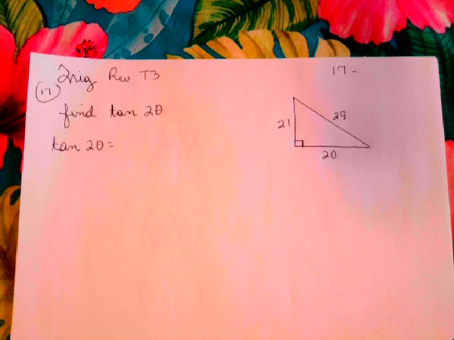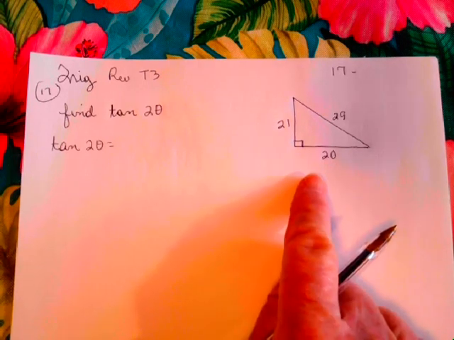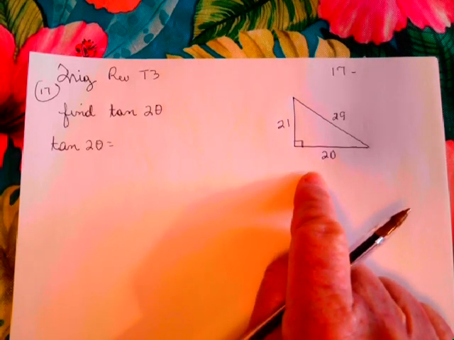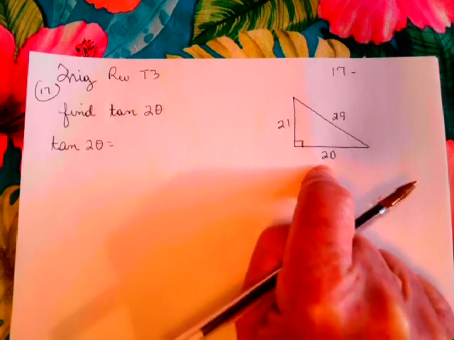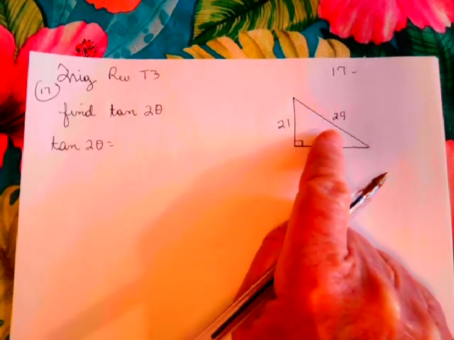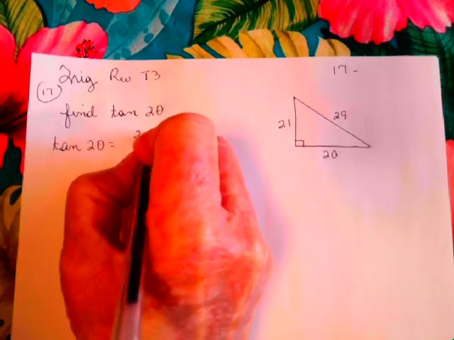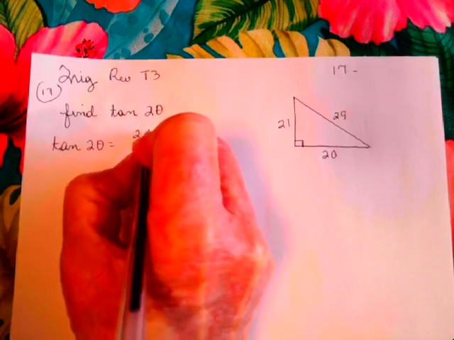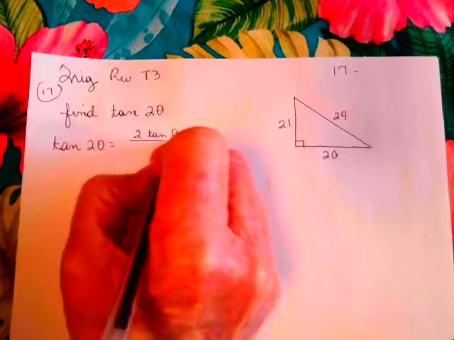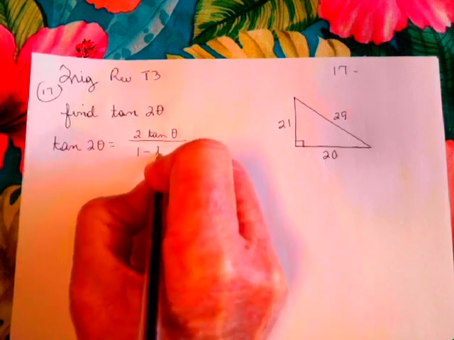We're on trig review, test 3, problem 17. Find tangent of 2 theta given this triangle, which shows that one leg is 20, one leg is 21, and the hypotenuse is 29. You know, from looking at your identity sheet, the tangent of 2 theta is 2 tangent of theta over 1 minus tangent squared of theta.